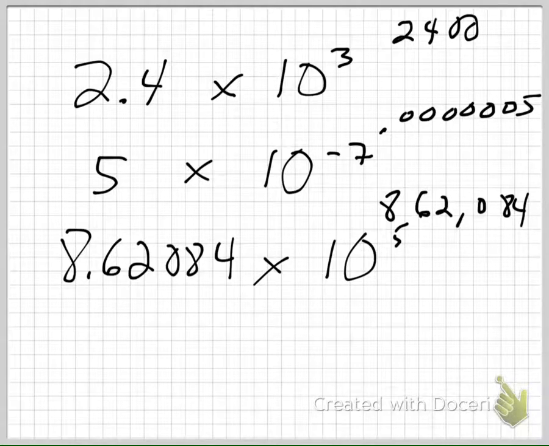This is just the way scientific notation is set up. It's some number between 1 and 10 times 10 to the something power. Does that setup make sense? Some number between 1 and 10 times 10 to the something power. That's how you set up scientific notation. So then, let's do this.